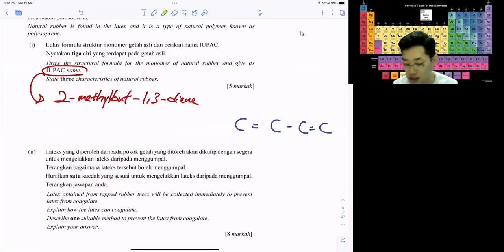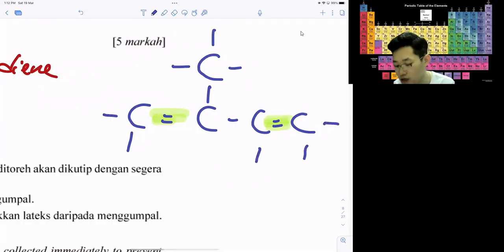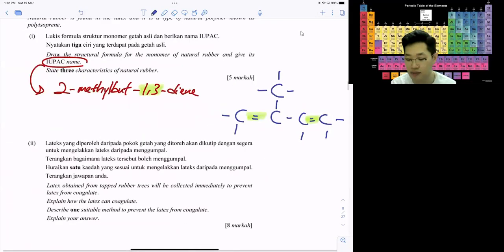Wait, the screen is lagging. This means 1, 3: the first and third carbons have a double bond. 2-methyl is on the second carbon, so put another C. You can write CH3, or you can also put it as 3 branches of H, up to you. And then make sure all the carbons have 4 bonds. 1, 2, 3, 4. 1, 2, 3, 4. 1, 2, 3, 4. That's already fine. Put hydrogen.